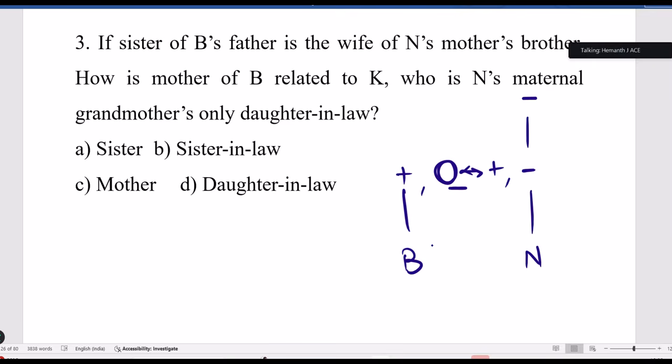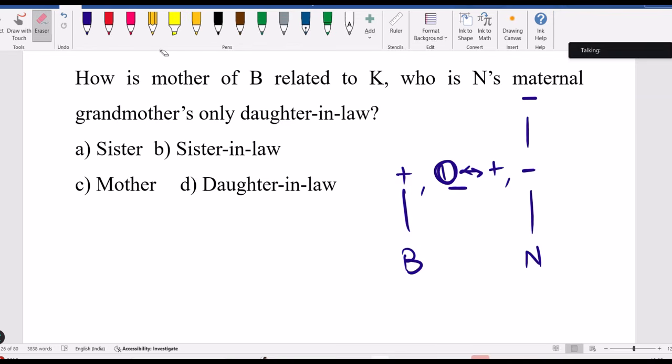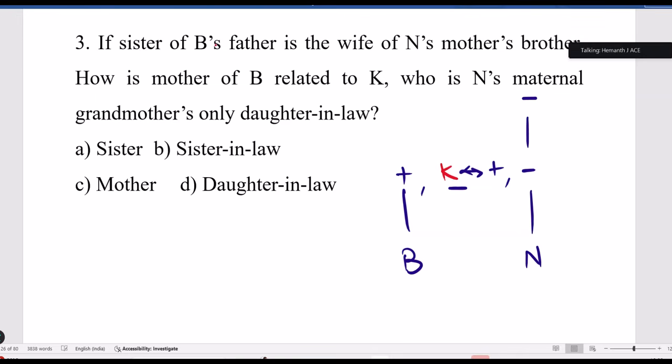Okay, K is this candidate. This candidate is nothing but K. K is N's maternal grandmother, so K will be here. How is B's mother related to K? Spouse's sister-in-law. How is mother of B related to K? Your brother's wife is a sister-in-law, this way or that way. From here to here or from here to here, both are sister-in-law only. Husband's sister-in-law, or your brother's wife, is also sister-in-law. In both cases the answer will be sister-in-law only.